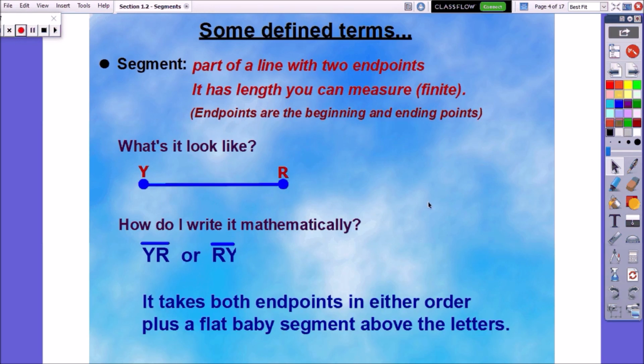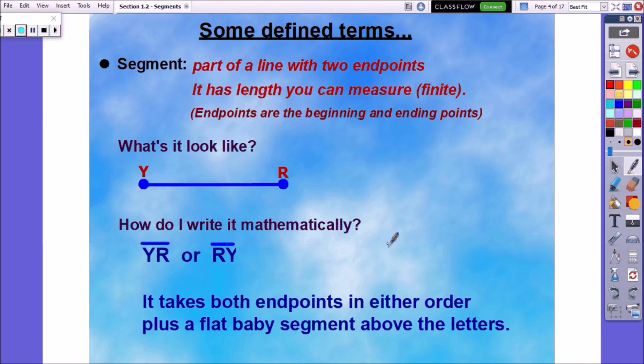And then how do we write it mathematically? Well, this is going to be like a line. So we can read it forwards or backwards, left to right, right to left, up, down, down, up. You're going to use those 2 endpoints to name it, in either direction, and we're just going to put a little flat segment on top of there. Notice there are no little arrow caps on either end.